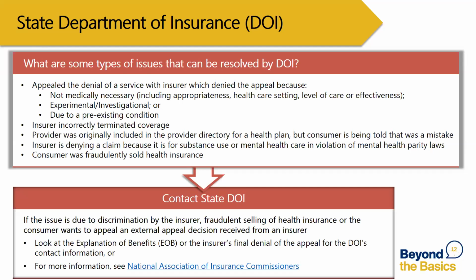Some states have what's called an ombuds program, which can be within the Department of Insurance or sometimes separate, that can offer assistance. But individuals should look at their State Department of Insurance website or the National Association of Insurance Commissioners to find the information for their Department of Insurance and get in touch with them to see if the consumer's situation is best resolved by the Department of Insurance.